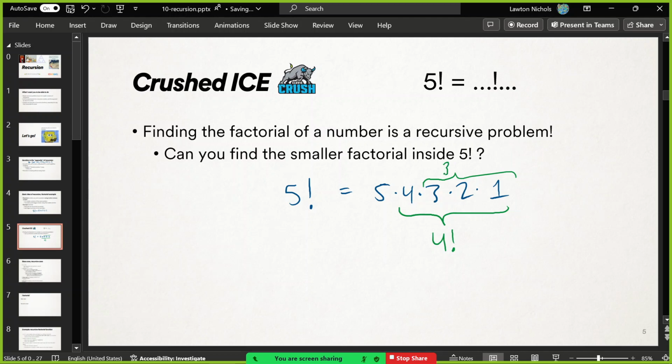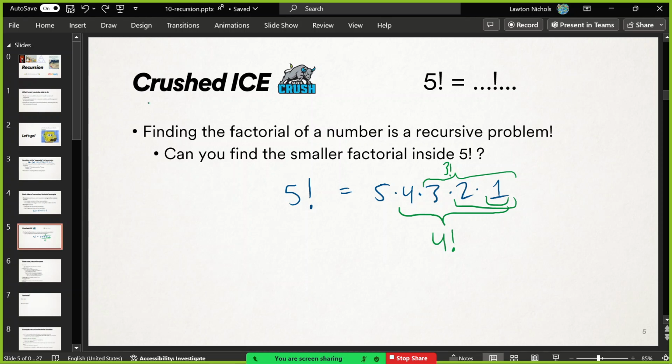And then inside of that is 3 factorial. You can circle that too. There's another factorial, 3 factorial. Then there's 2 factorial. Then also there's 1 factorial. Technically there too. They're all there. But usually with recursion, you want to find the next smaller one. So 4 factorial is the one that you should see. That's the one that should pop out at you.